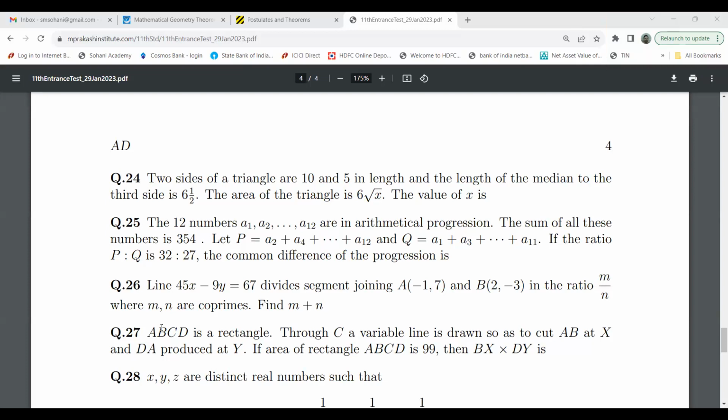Sir, how did that 192 come? There, 6a plus 36d is equal to 192. 32 into 6 is 192, because 32 is the upper ratio, that is the ratio of P. So P is going to be 32 times 6 and Q is going to be 27 times 6.